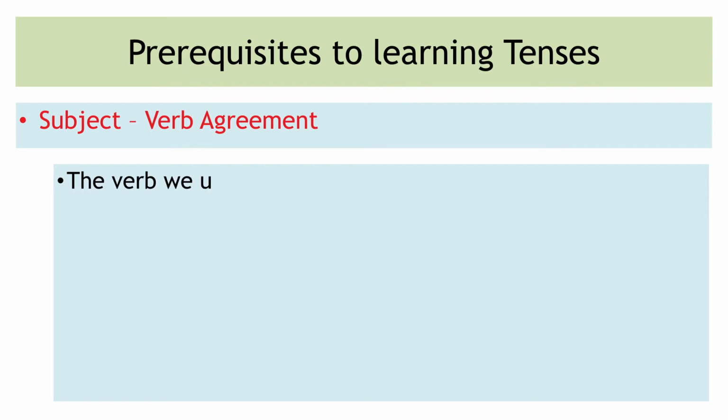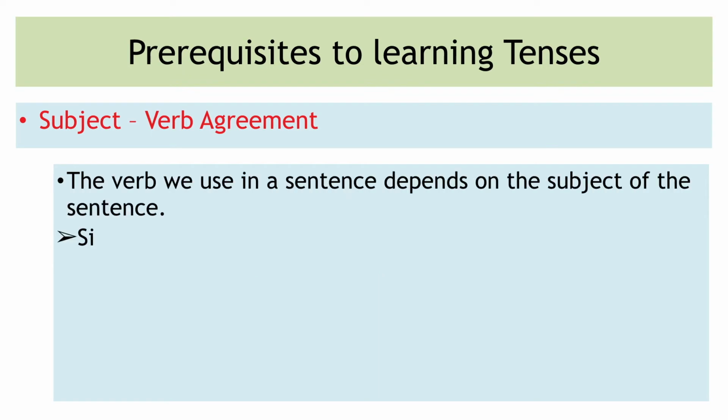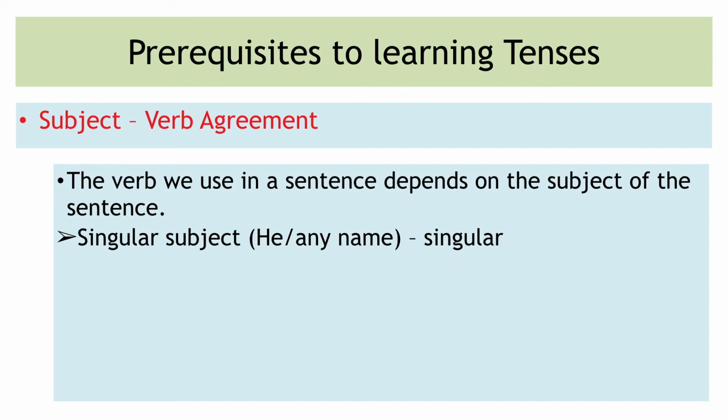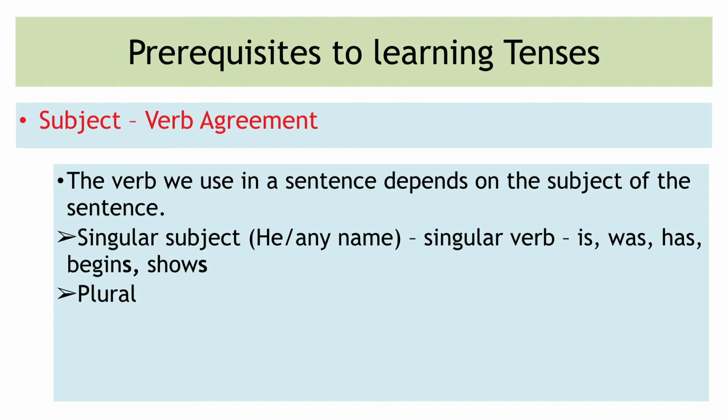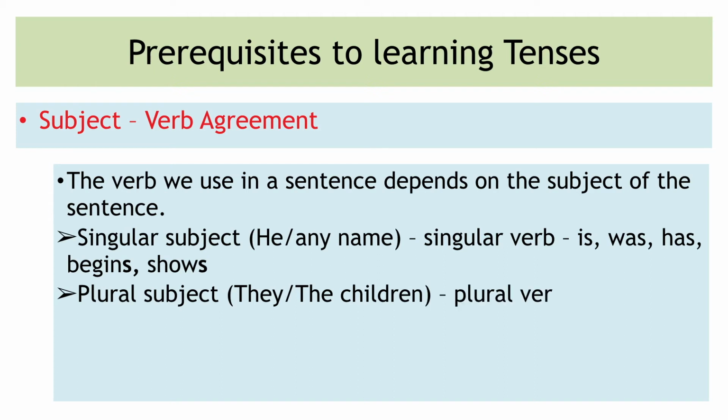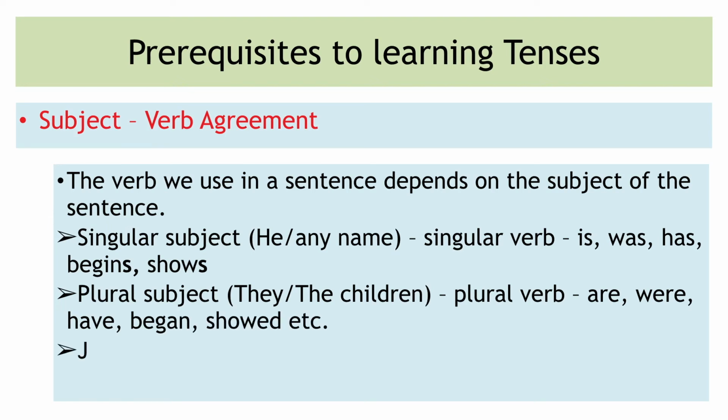The verb we use in a sentence depends on the subject of the sentence. For a singular subject such as he or any name like mother, we need to use a singular verb like is, was, has, begins, shows. For a plural subject such as they or the children, we need to use a plural verb. Example: are, were, have, began, showed, etc.